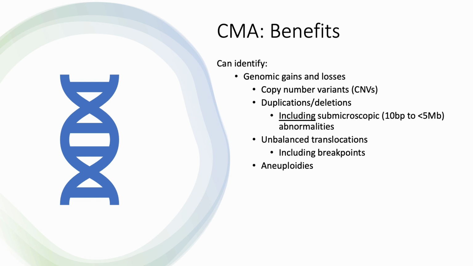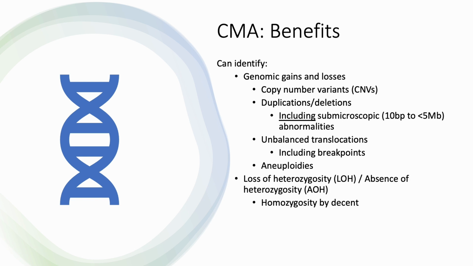It can also identify unbalanced translocations and their breakpoints, providing critical insights into chromosomal rearrangements. Additionally, CMA easily detects aneuploidies, which are abnormalities in chromosome number, such as trisomy and monosomy, which can greatly impact health and development. It assesses loss of heterozygosity or absence of heterozygosity, which are important for understanding certain genetic disorders and cancer predispositions. CMA can also reveal homozygosity by descent, indicating inherited genetic conditions, especially in consanguineous cases.